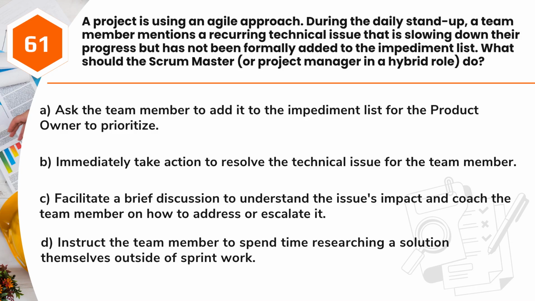A. Ask the team member to add it to the impediment list for the product owner to prioritize. B. Immediately take action to resolve the technical issue for the team member. C. Facilitate a brief discussion to understand the issue's impact and coach the team member on how to address or escalate it. D. Instruct the team member to spend time researching a solution themselves outside of sprint work.